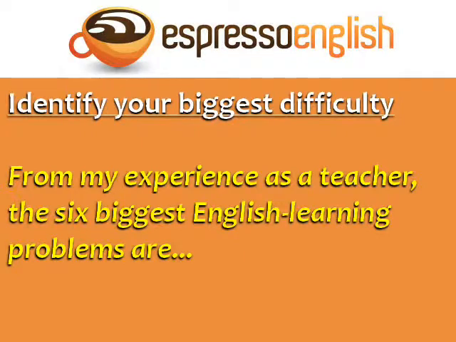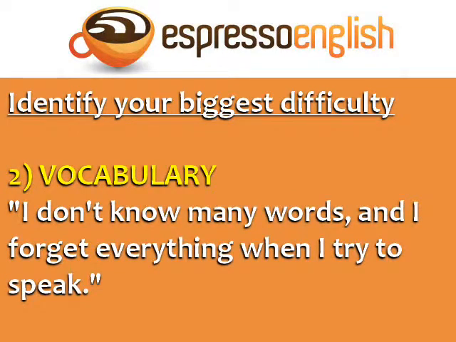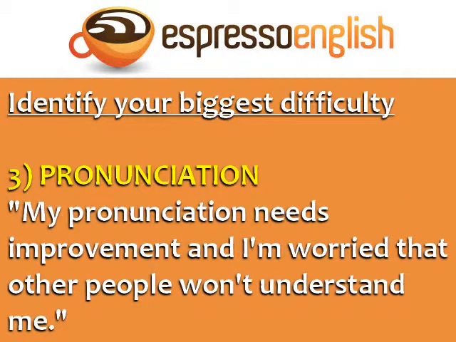The first step is to identify your biggest difficulty. From my experience as a teacher, the 6 biggest English learning problems are: Listening. I can't understand native speakers because they talk too fast. Vocabulary. I don't know many words, and I forget everything when I try to speak. Pronunciation. My pronunciation needs improvement, and I'm worried that other people won't understand me.